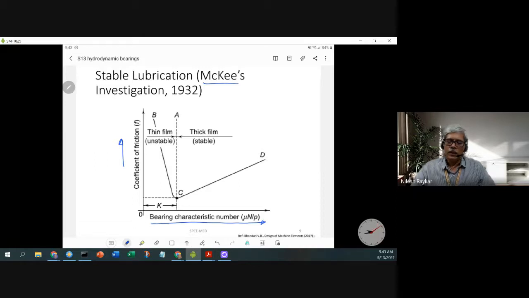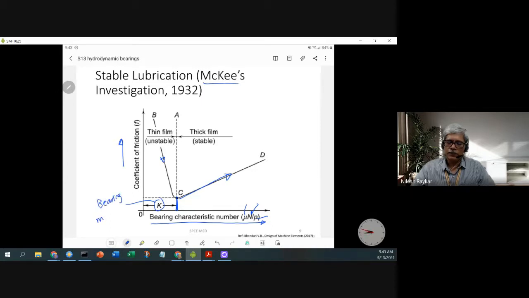So assuming that you have selected μ and P, that is, the bearing sleeve size is decided and the lubricant is decided, as you increase the speed, that is N, you'll find that initially the coefficient of friction decreases. So there is a decrease in coefficient of friction, and after some time there is an increase in the coefficient of friction. The point where the minimum value of coefficient of friction is reached is called K, or the bearing modulus.